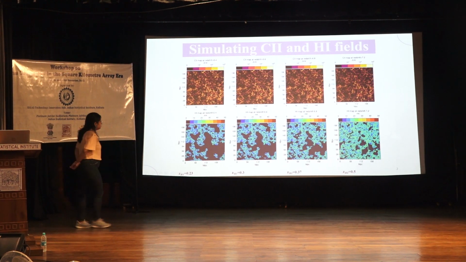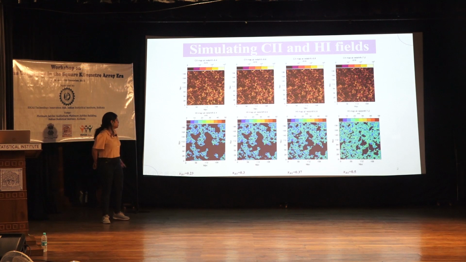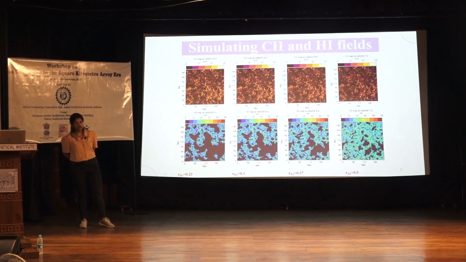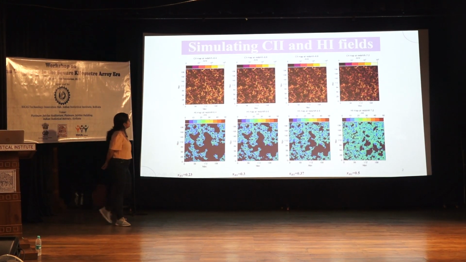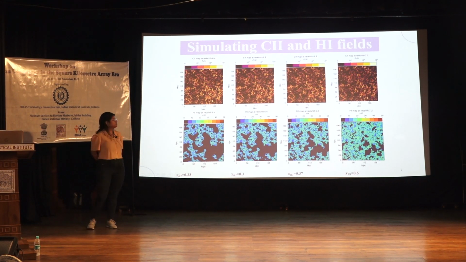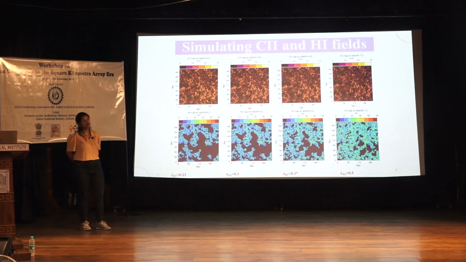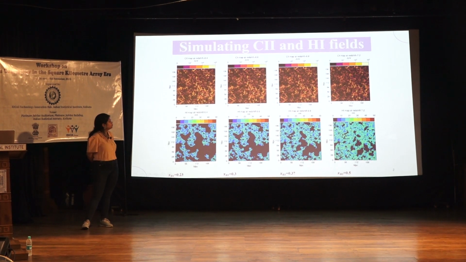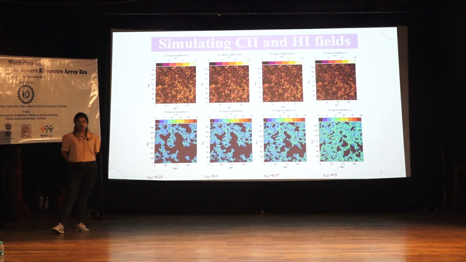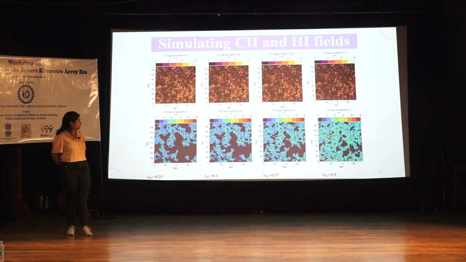So these are some of the simulated maps of those two signals. The maps at the bottom are your average H1 maps, which have been simulated by a combination of N-body simulations followed by FOF halo finder algorithms, and then the Reionization codes. The top panel is the simulated C2 maps. These are C2 intensity maps which have been generated by assigning C2 luminosity to dark matter halos, and these halos have again been generated by N-body and FOF algorithms.